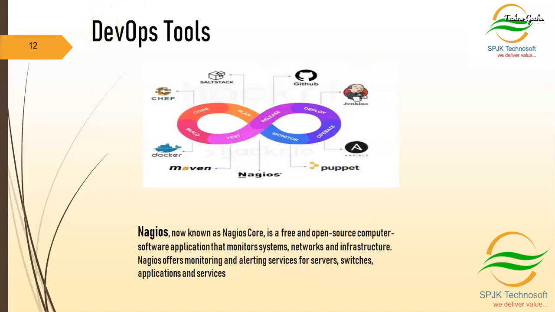And the last tool, which is the integration tool, Nagios, known as Nagios Core, is a free and open source computer software application that monitors systems. It helps in getting rid of periodic testing. It reduces maintenance costs without sacrificing performance. It also provides timely notification to the management of control and breakdown. Nagios offers monitoring and alerting services for servers, switches, applications and services.